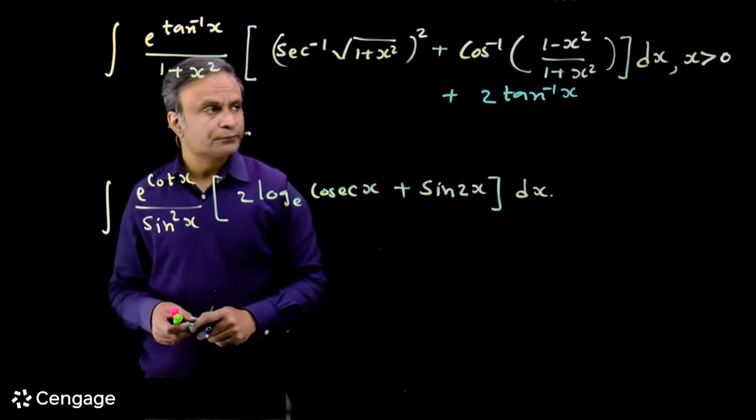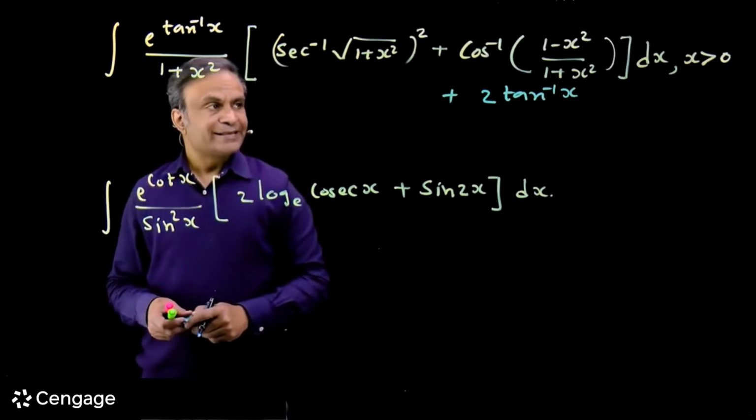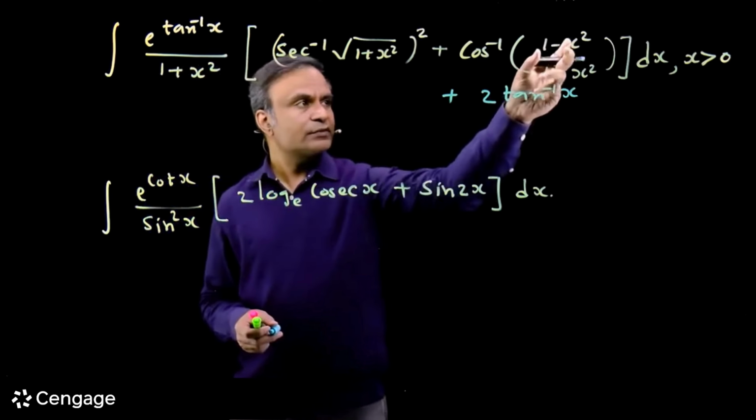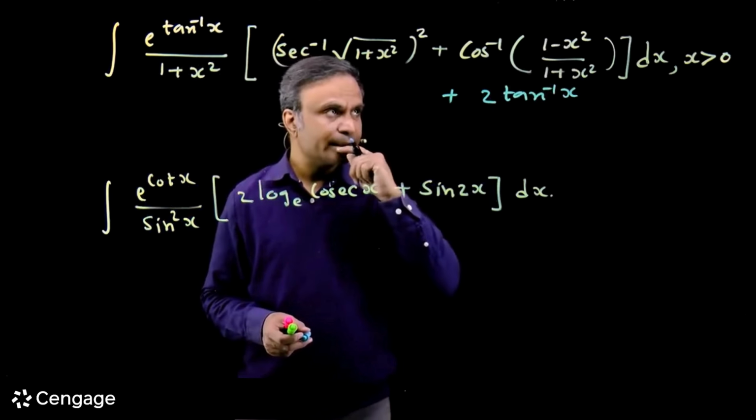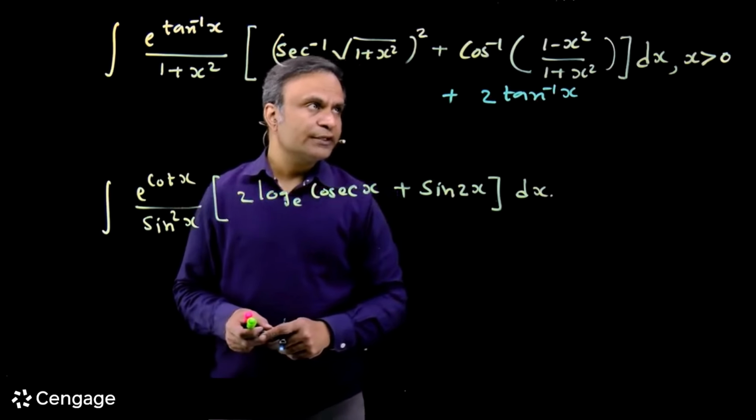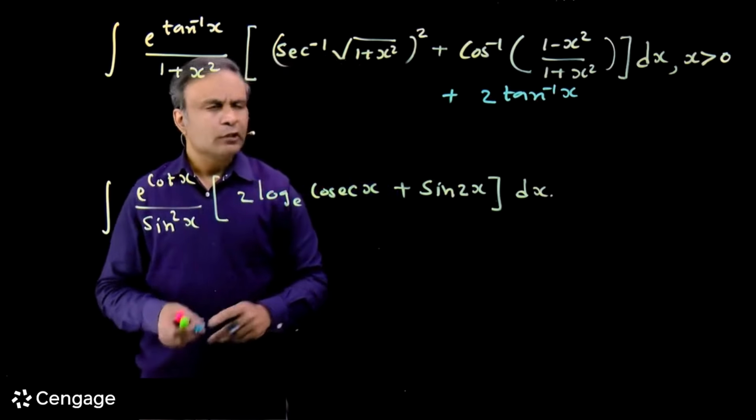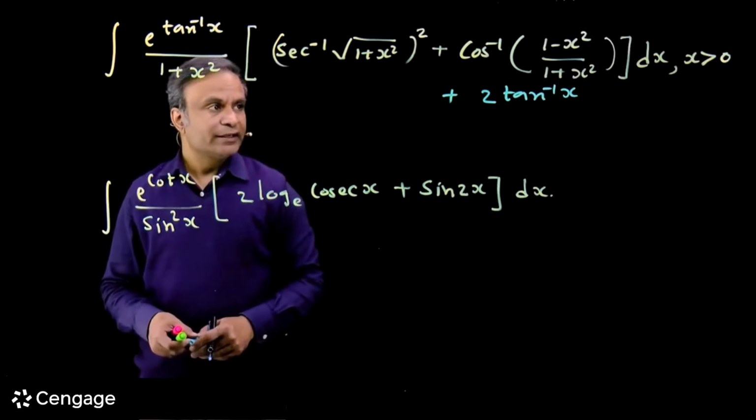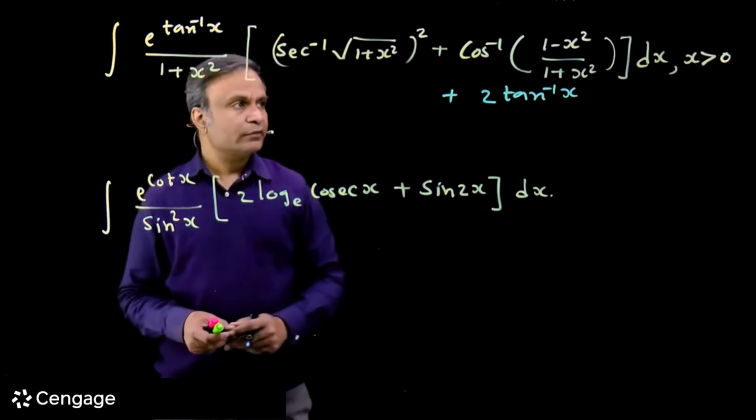How do we derive it? We put x is equal to tan theta. So we have 1 minus tan square theta over 1 plus tan square theta, which is cos 2 theta. Cos inverse of cos 2 theta is 2 theta. Okay, not always, but for timing we have to consider 2 theta, where theta is tan inverse x. So this is 2 tan inverse x.